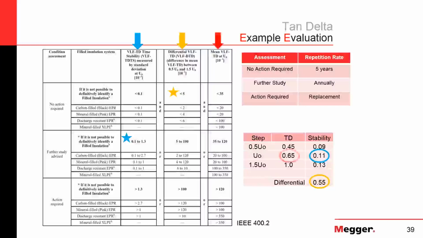And finally, we look at the mean VLF tan delta. This is the average at rated voltage right here, and that's much less than the 35 were allowed. So we have 2 results here in the no action required category and 1 result in the further study advised category. Because of that 1 result, this cable becomes a further study advised. In that case, come back and test it next year, see how it's doing. No action required would mean it's probably good for the next 5 years, and action required would put that cable down for immediate replacement.